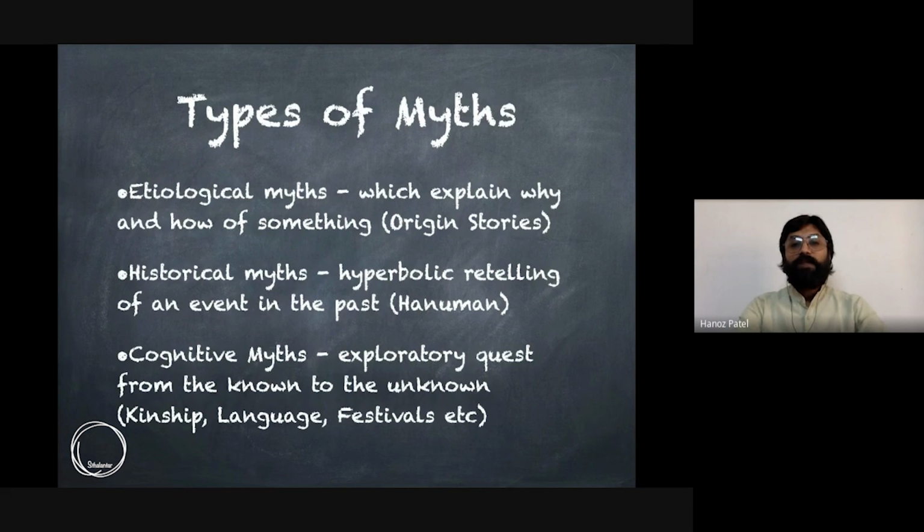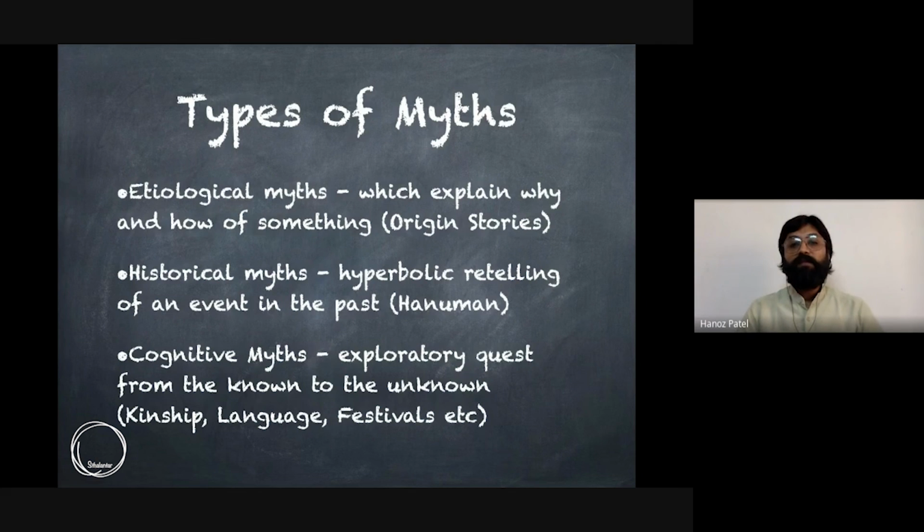Then there would be historical myth, which basically refers to a hyperbolic retelling of an event in the past. In this we can place Hanuman ji, who could be as big as a mountain, as small as an ant, a superhuman, he could fly, he could lift mountains and leap across vast distances. Historically it might be something different, but because people have been telling that story and kept on adding to it, and they might be big fans of the character of Hanuman, they kept on adding different elements to it, making it a hyperbolic retelling.